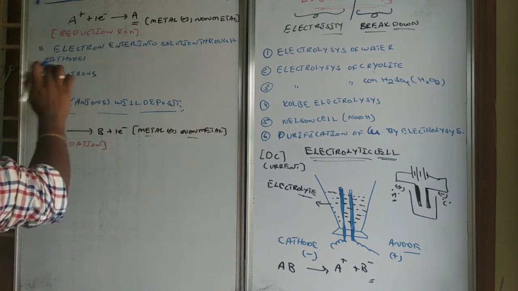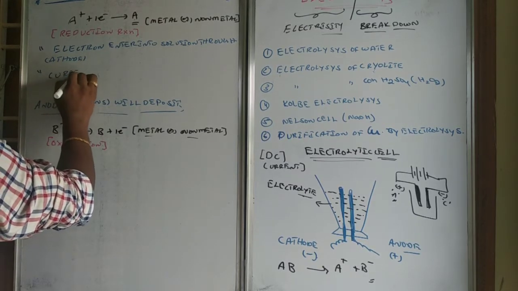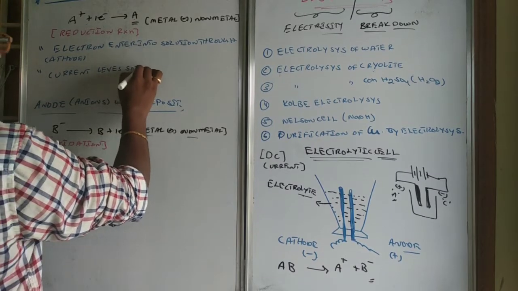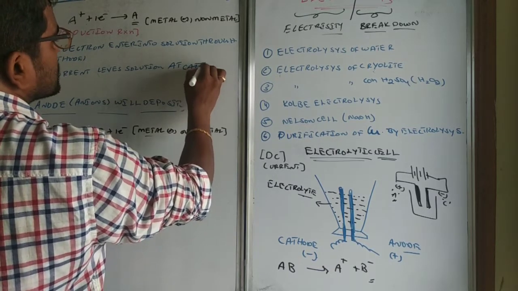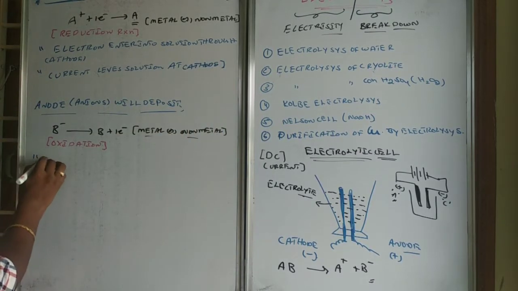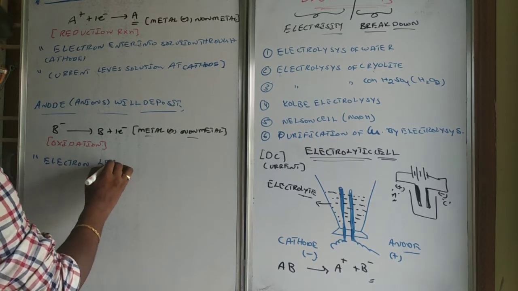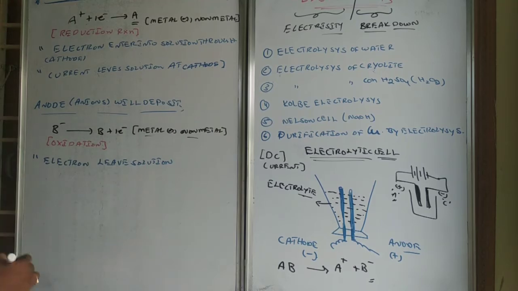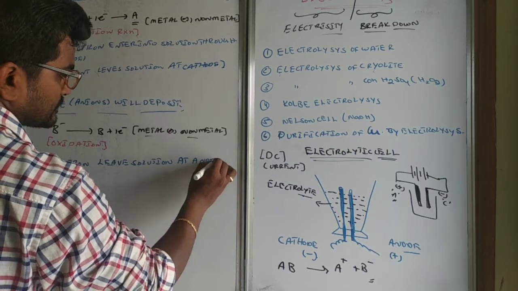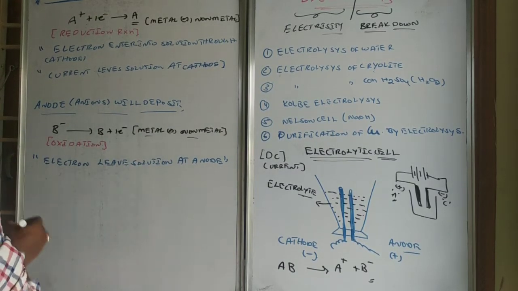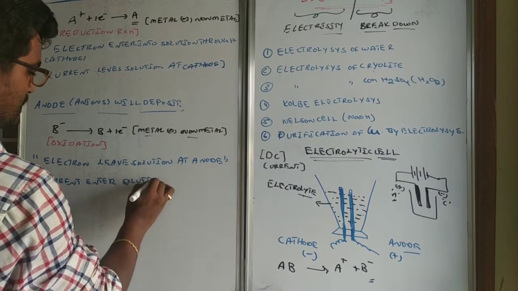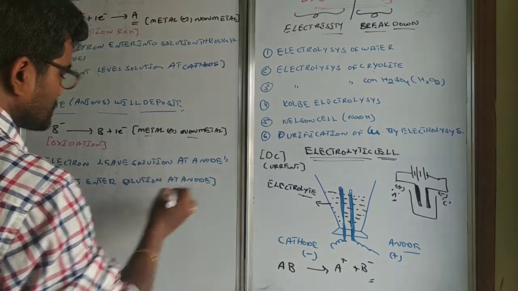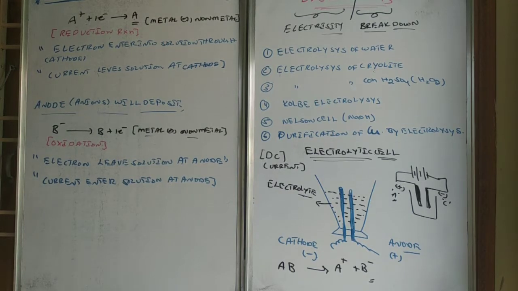Electron enters into solution through cathode, and current leaves solution at cathode. Here you see electron leaves solution at anode, and current enters solution at anode. So always remember the current flow and electron flow will be in opposite direction.